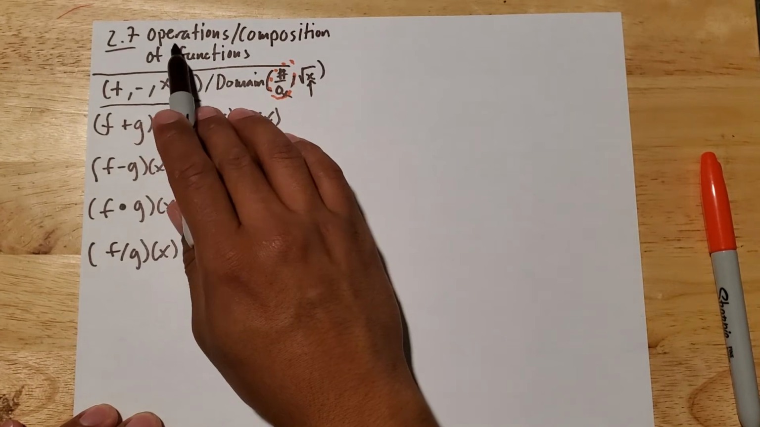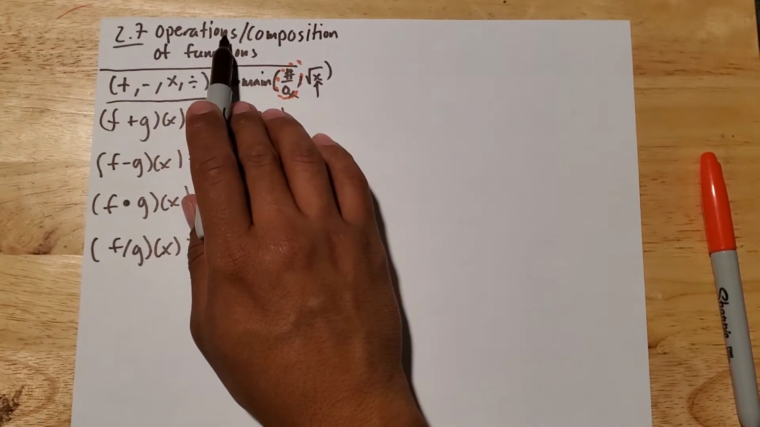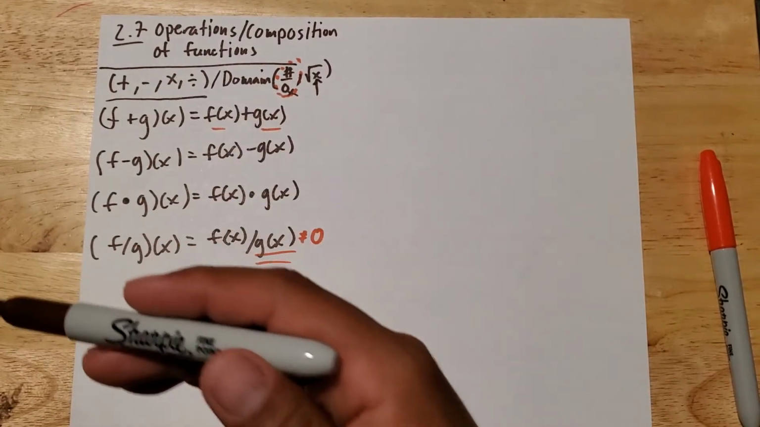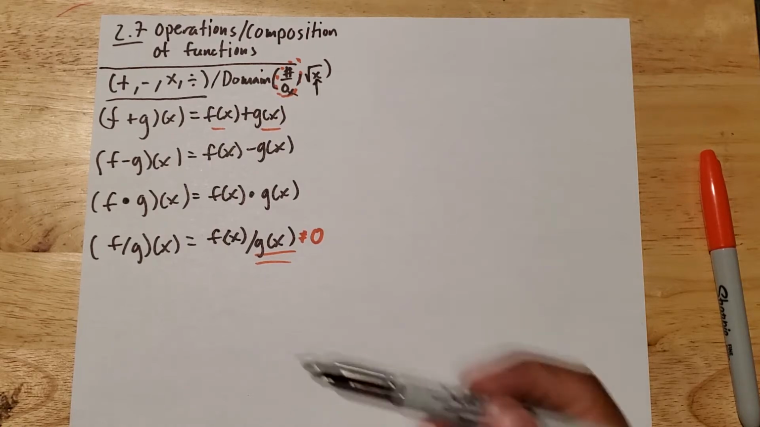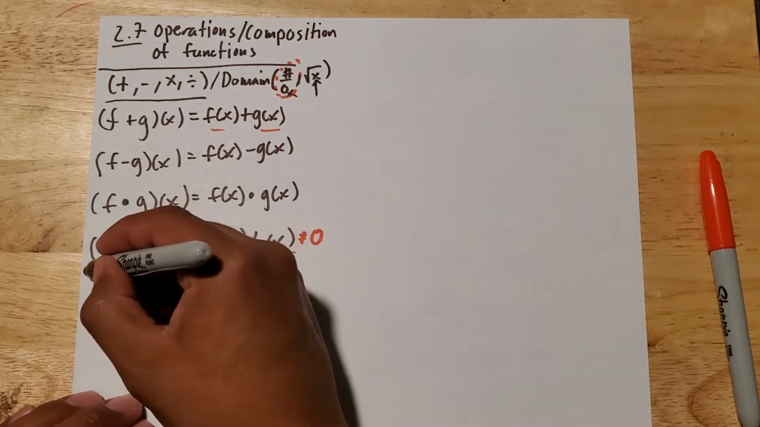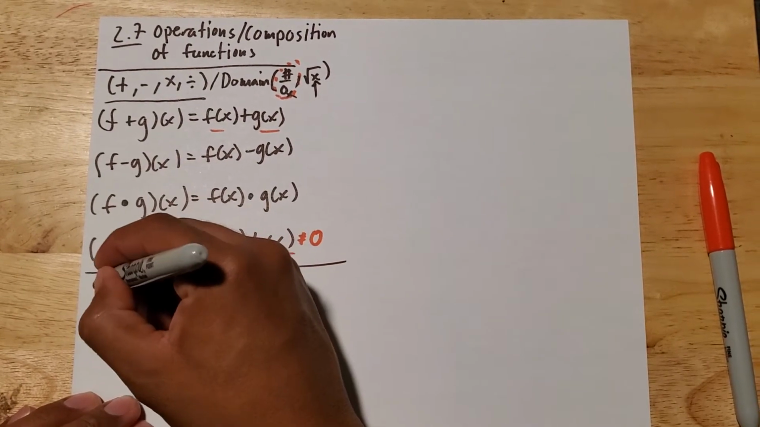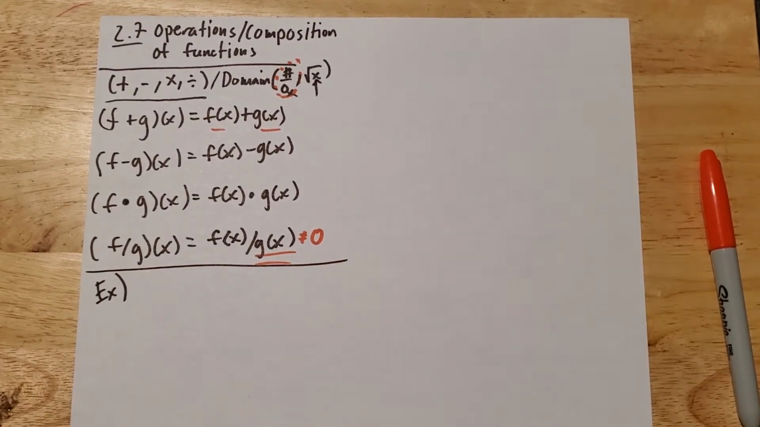So sometimes instead of saying operations on functions, they also like to call it algebra on functions or combination of functions. Use the same idea, but the main concept is adding, subtracting, multiplying, dividing. So let's get into an example. I just want to jump right into an example so we can see how these are done.